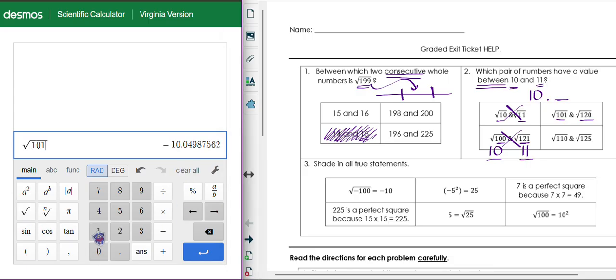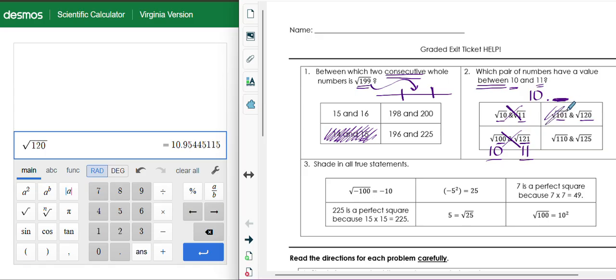Square root of 101, that's 10 and a little bit. It's bigger than 10, smaller than 11. And the square root of 120, same thing, that's really close to 11, 10.95, but that's smaller than 11 and bigger than 10. That's exactly what I was looking for, 10 and a decimal part.